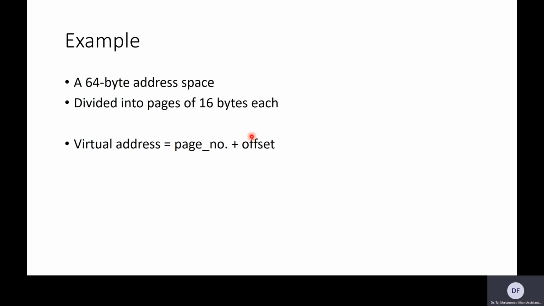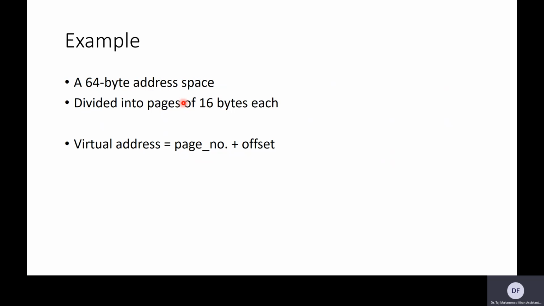Let's take a toy example. We have an address space of 64 bytes. Usually address spaces are very big, but here in our example, to make things easier, we'll assume that our address space is 64 bytes. So each program will think that its address space is 64 bytes, and the addresses start from address 0 and go on until the last byte, which in this case is address 63. So from 0 to 63, we have 64 bytes of address space.